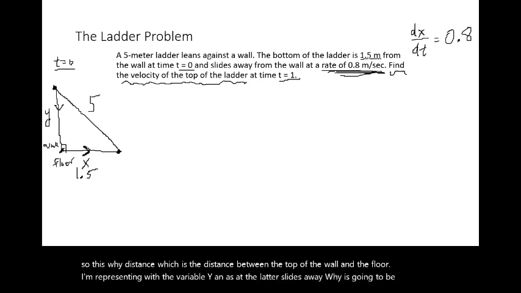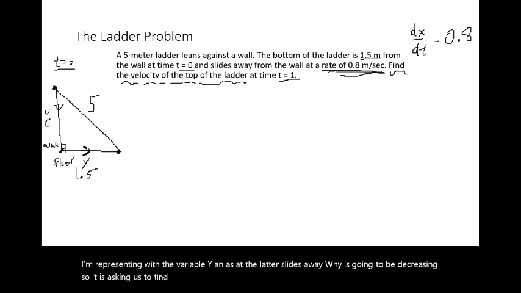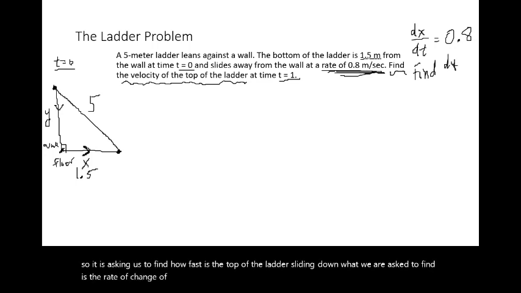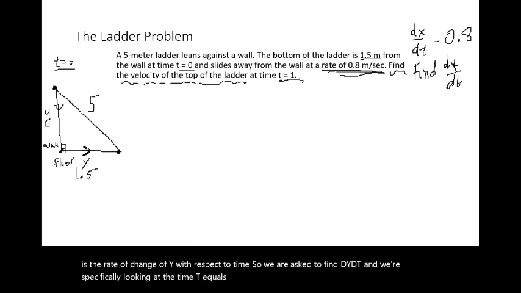So it is asking us to find how fast the top of the ladder is sliding down. What we are asked to find is the rate of change of y with respect to time. So we are asked to find dy/dt. And we're specifically looking at the time t equals 1. Now, after 1 second, a lot of variables have changed here.